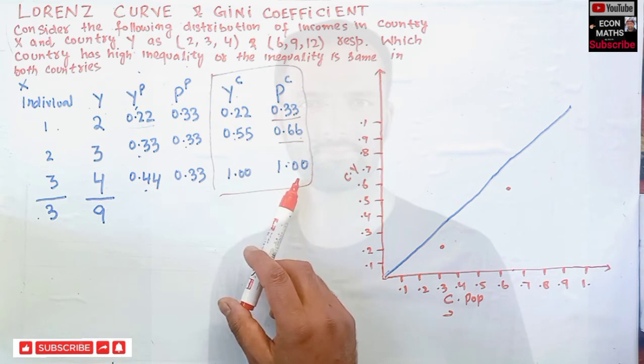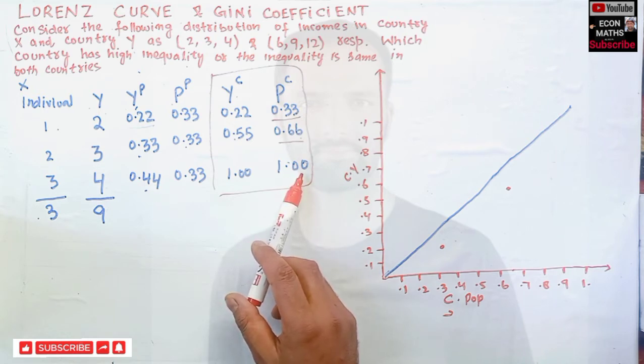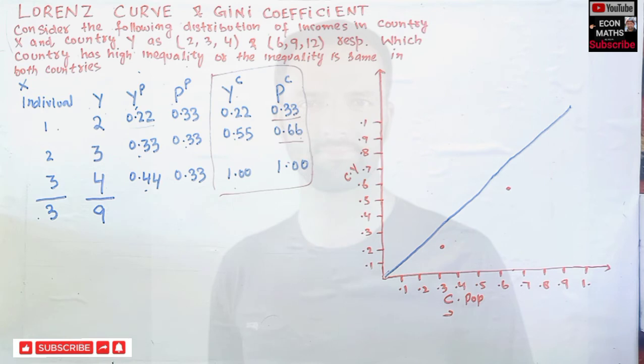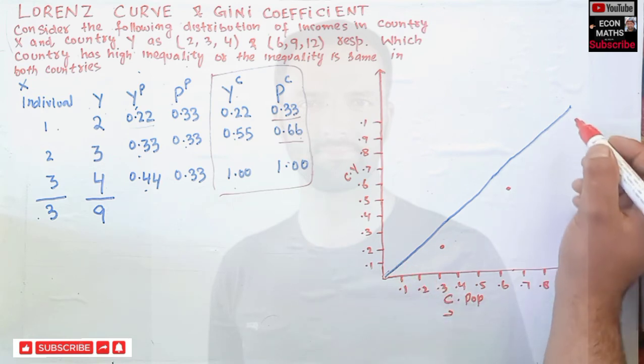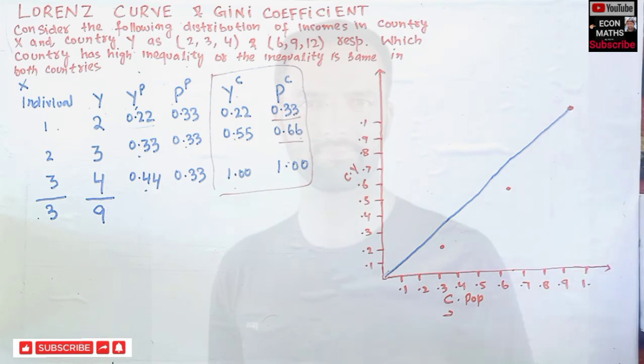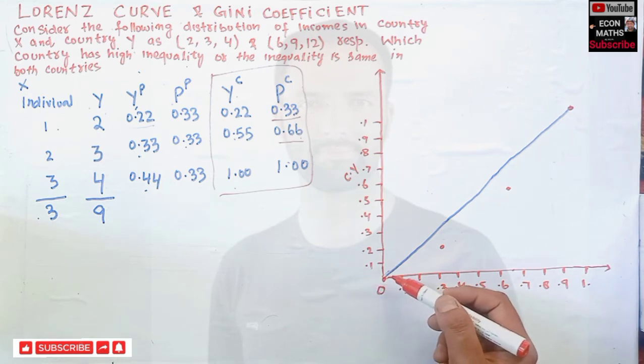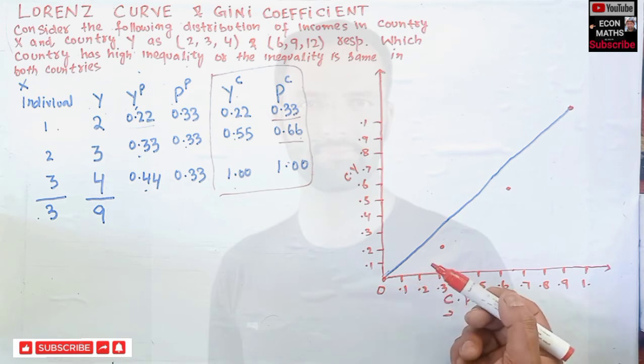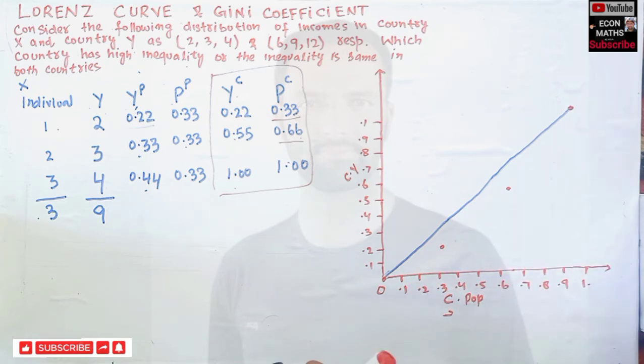And last is 100% of the population owns 100% of the income. So it would be obvious here. So we have 100% of population will own 100% of the total income. Okay, so here this is zero. This zero tells us that 0% of population owns 0% of the income, and these two numbers are obvious for any country. So what is our Lorenz curve then?